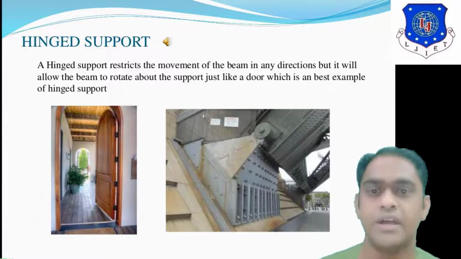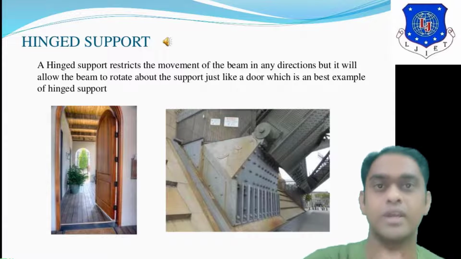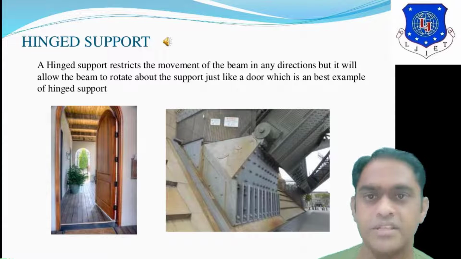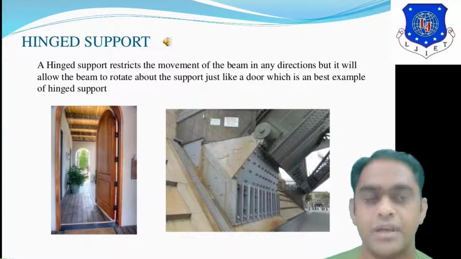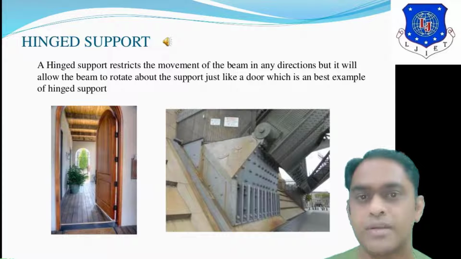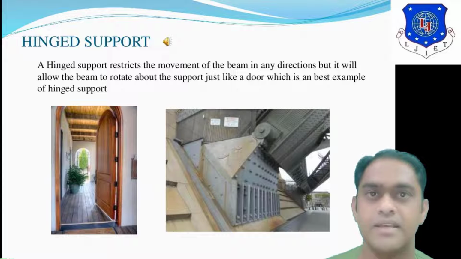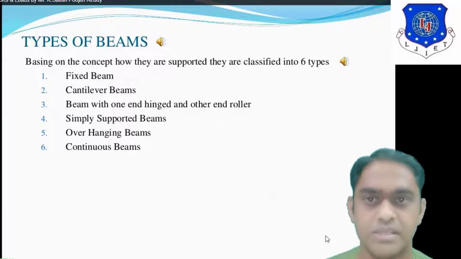Hinge support. As you can see, the door or the railway crossing, these are the examples of hinge support. A hinge support restricts the movement of the beam in any direction, but it will allow the beam to rotate about the support just like a door, which is a best example of hinge support. So mainly these are the types of supports: fixed support, roller support, hinge support, simple supports.